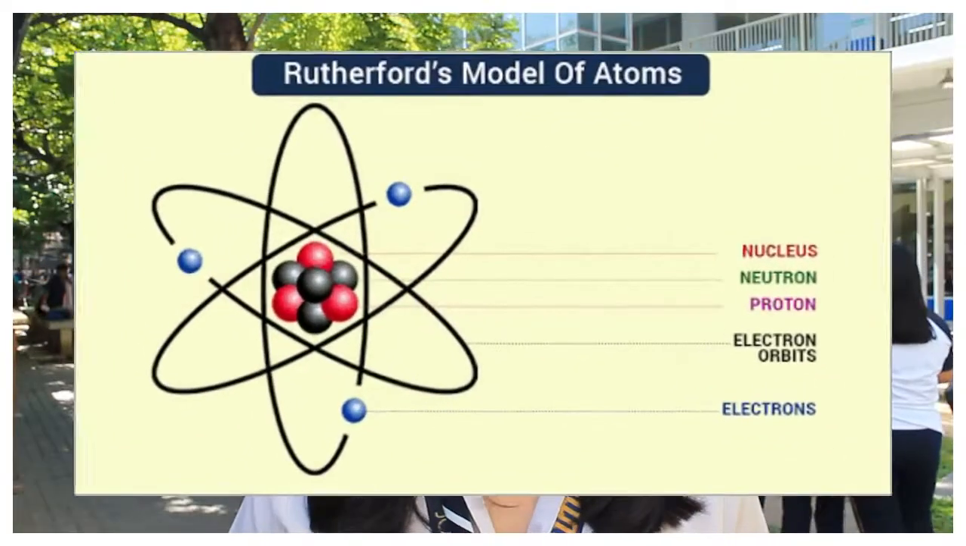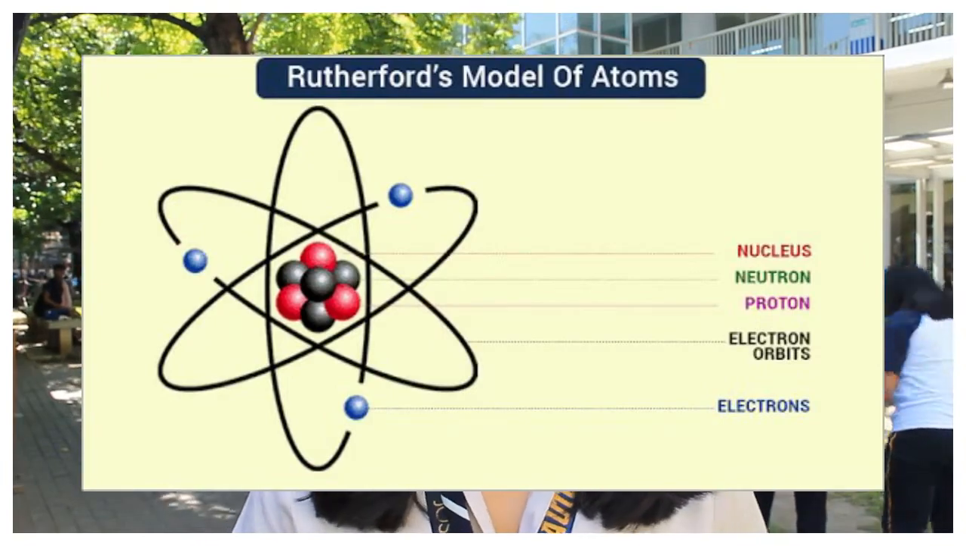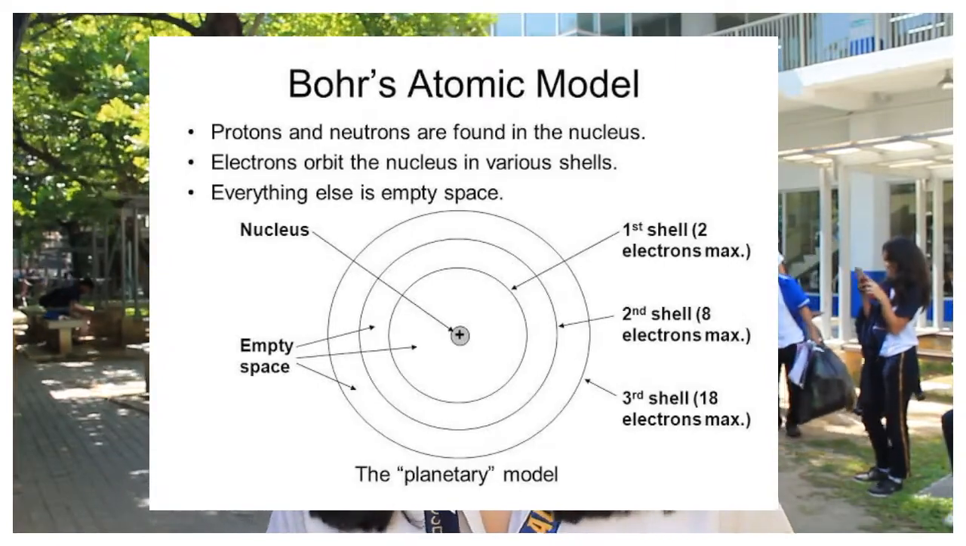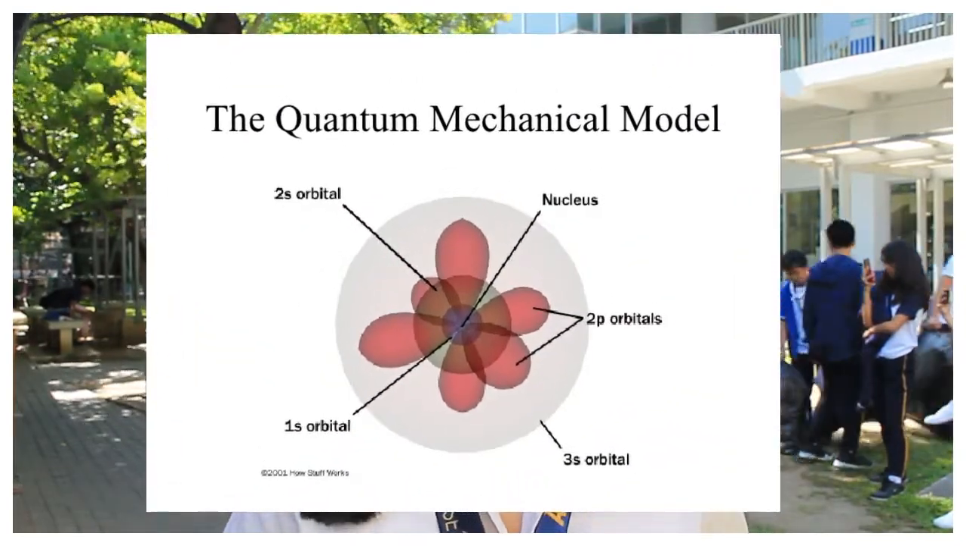In 1911, Ernest Rutherford fired positively charged alpha particles at a thin sheet of foil. Most passed through with little deflection, while some deflected at large angles. In 1913, Niels Bohr stated that electrons move around the nucleus. However, in 1926, Erwin Schrödinger stated that electrons do not move around the nucleus but behave like a wave.